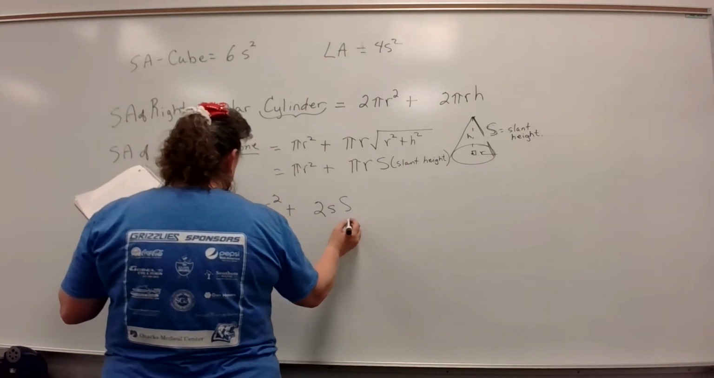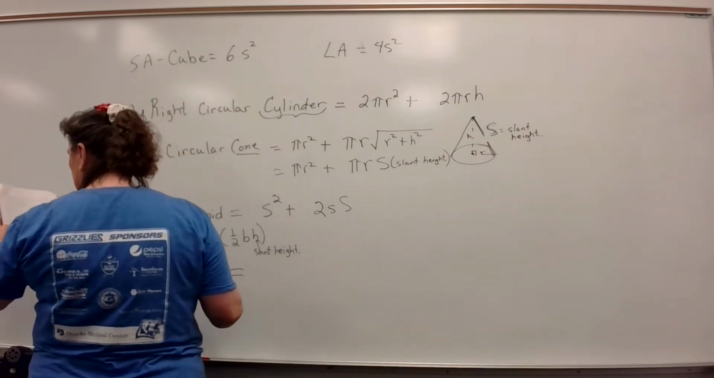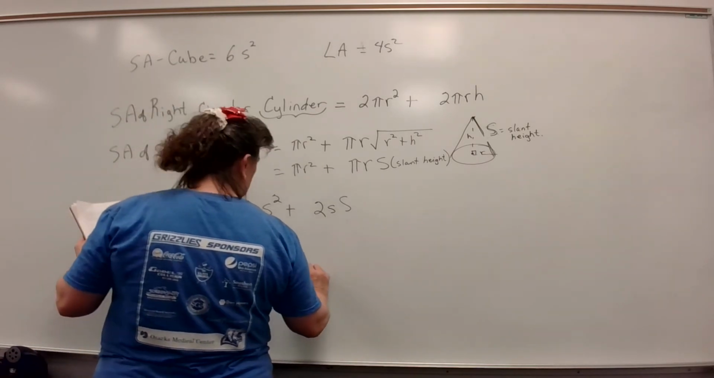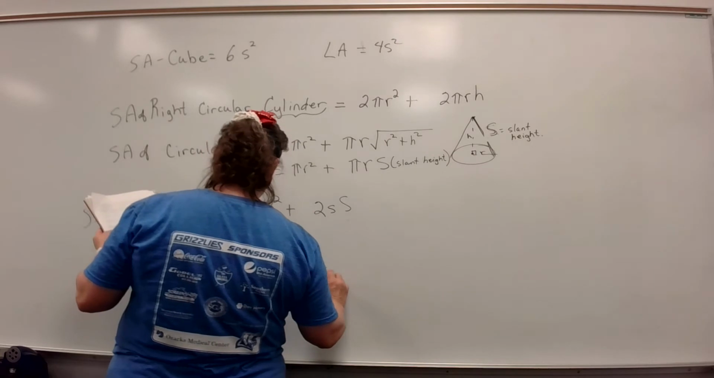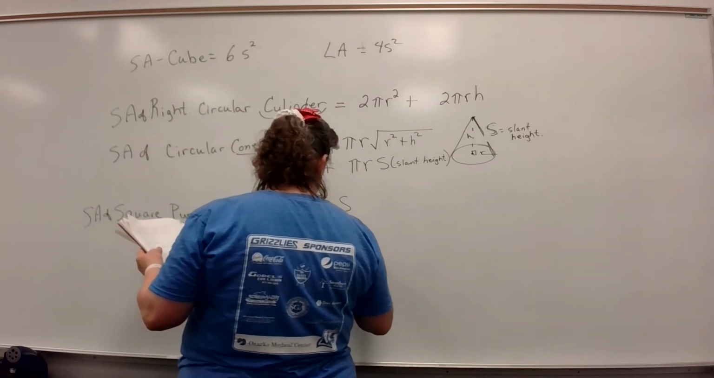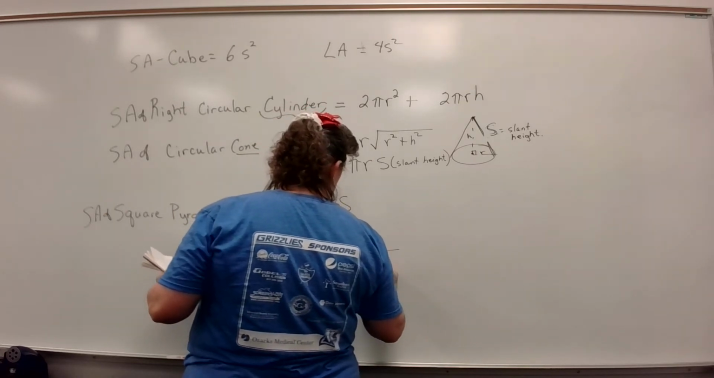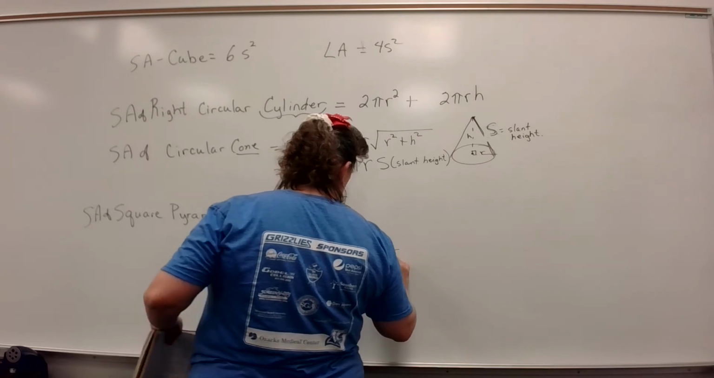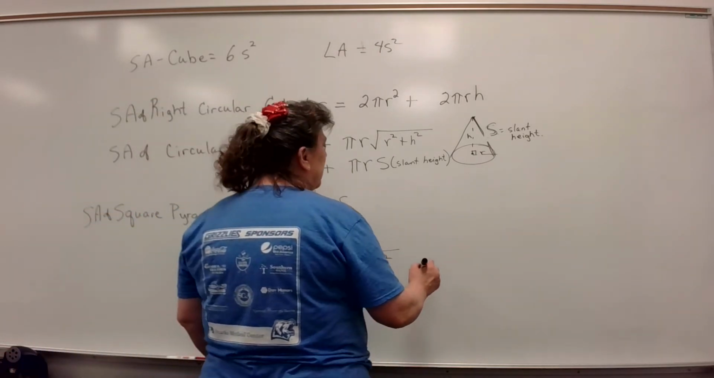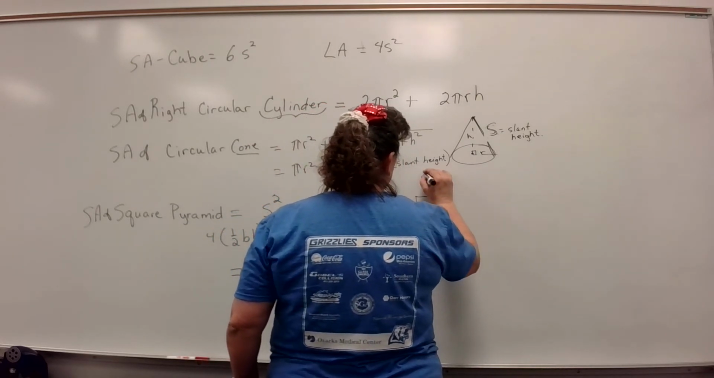If we do not know the slant height, then the surface area of this pyramid would again be S squared plus 2 times my side times the square root of h squared plus 1/4 s squared. Why? What is happening on this? It is exactly the same thing that's happening on the cone.